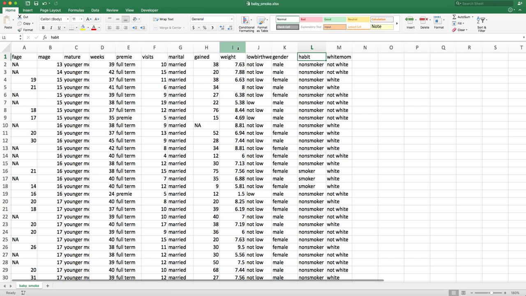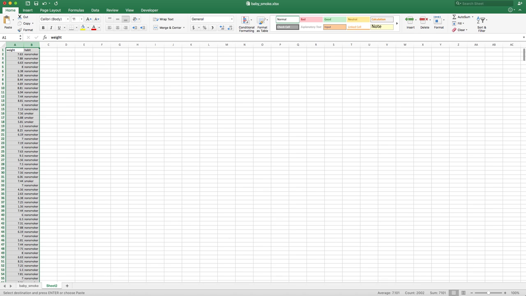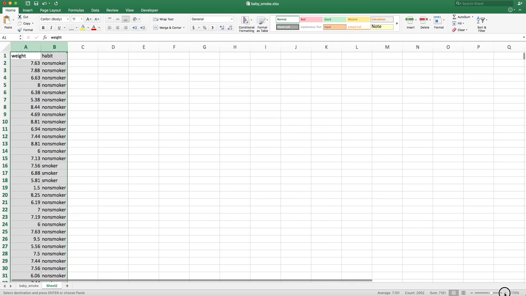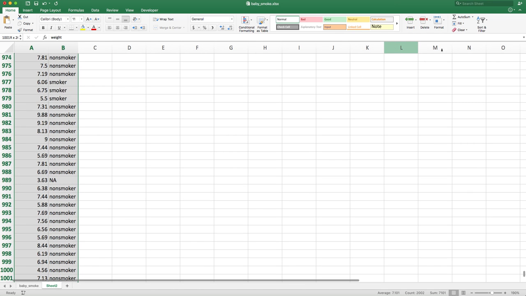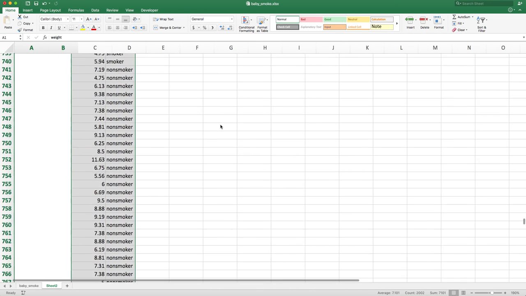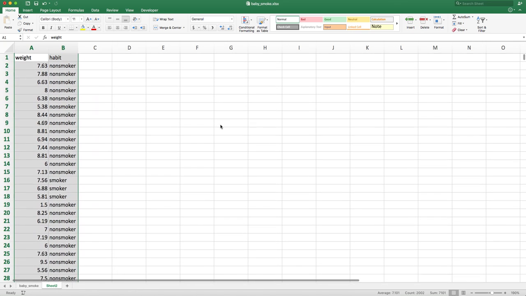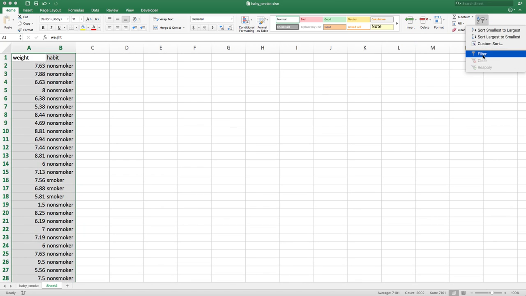So I'm interested in the birth weights of the babies and the smoking habit. So I'm going to take those two columns, copy them, and put them into a new tab in Excel so I've got them just sitting here by themselves. And then I'm going to do some sorting. So I highlighted the entire collection of data, scroll up to the top there, and I'm going to filter.